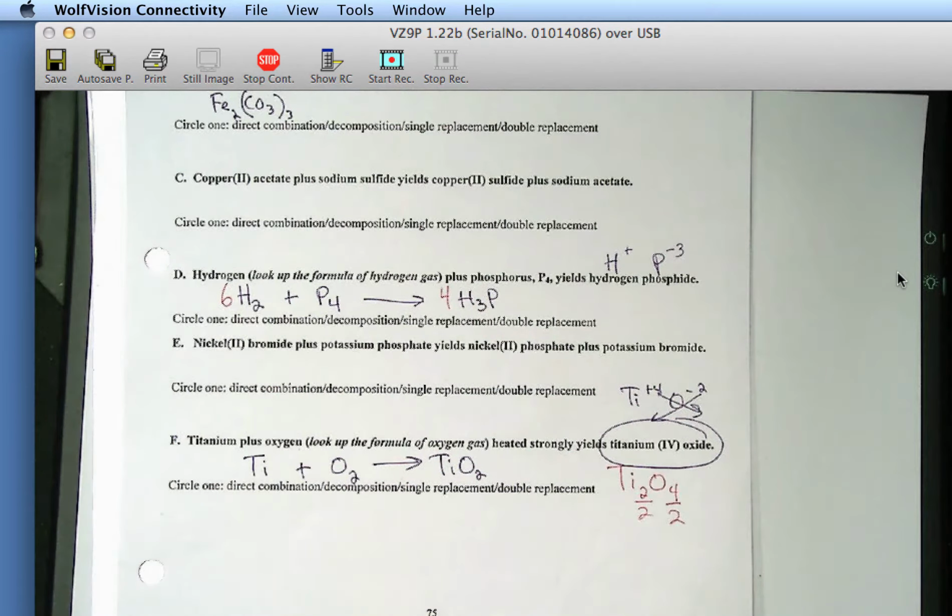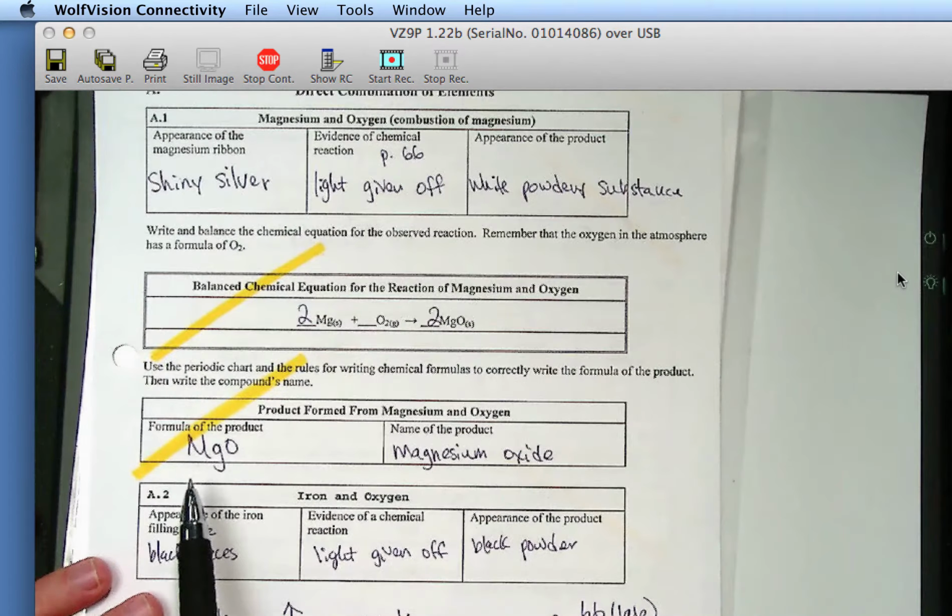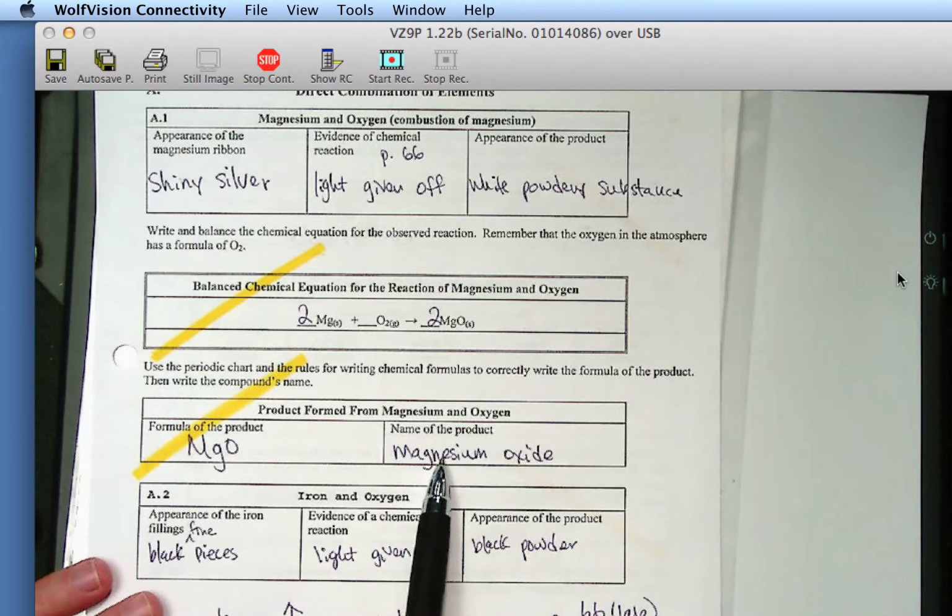On the next few pages, anything that I have highlighted is going to be something you have to fill out. All this evidence of a reaction you don't have to fill out because you won't have seen it. But balance this chemical equation, and then the formula of the product, that's just going to be whatever's on the right side. So that's MgO, and then the name, make sure you name it properly. Magnesium's in group 2, doesn't need a Roman numeral, it's not a transition metal, so it's just going to be magnesium oxide.